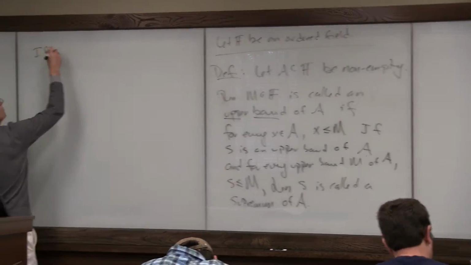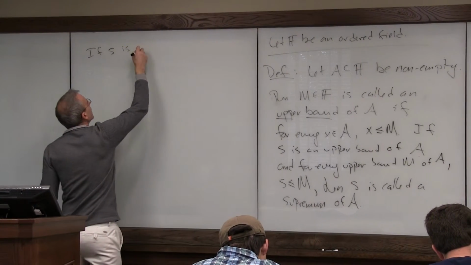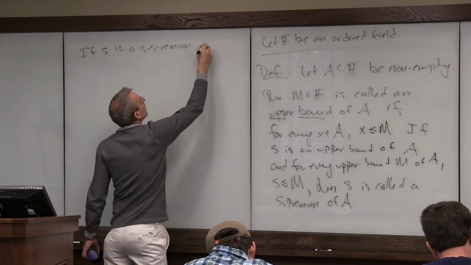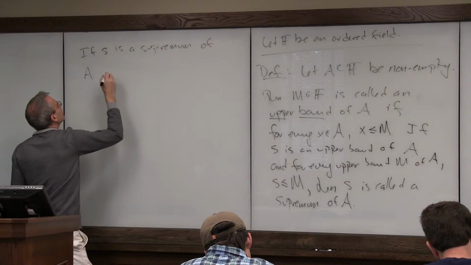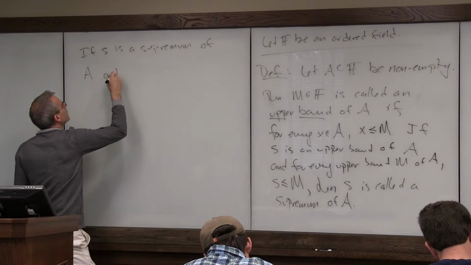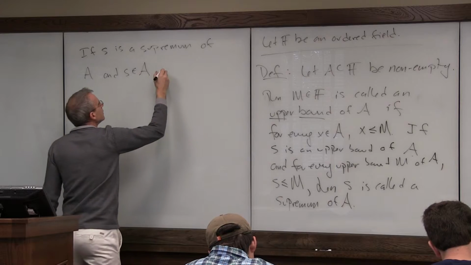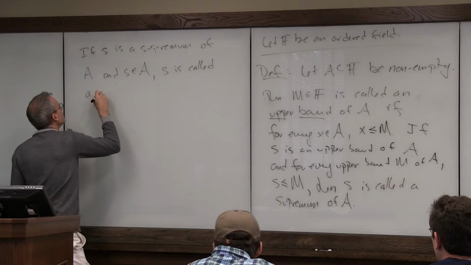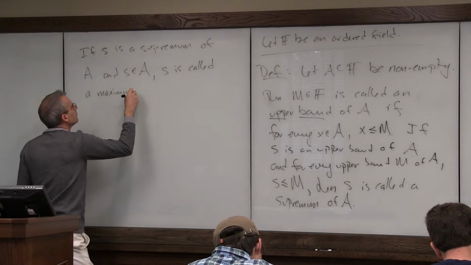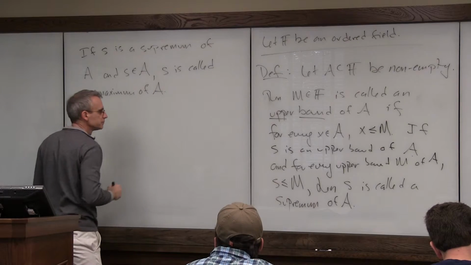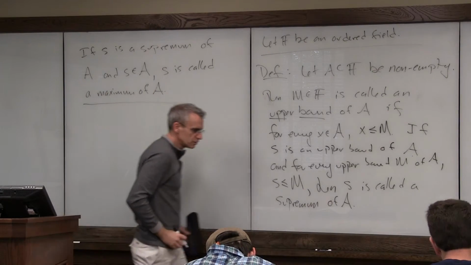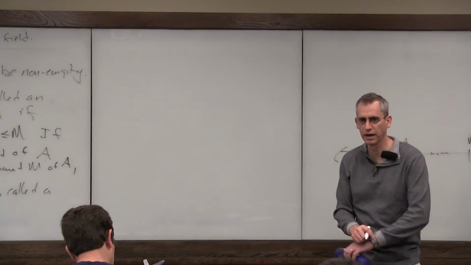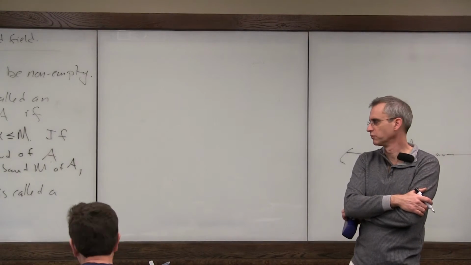And last, if S is a supremum of A, and S is in A, then S is called a maximum of A. Okay, and so you're already maybe thinking, well, a maximum, there's only one maximum. Okay, well, we're gonna prove that, okay? In fact, there's only one supremum. That's something we'll prove in just a minute.